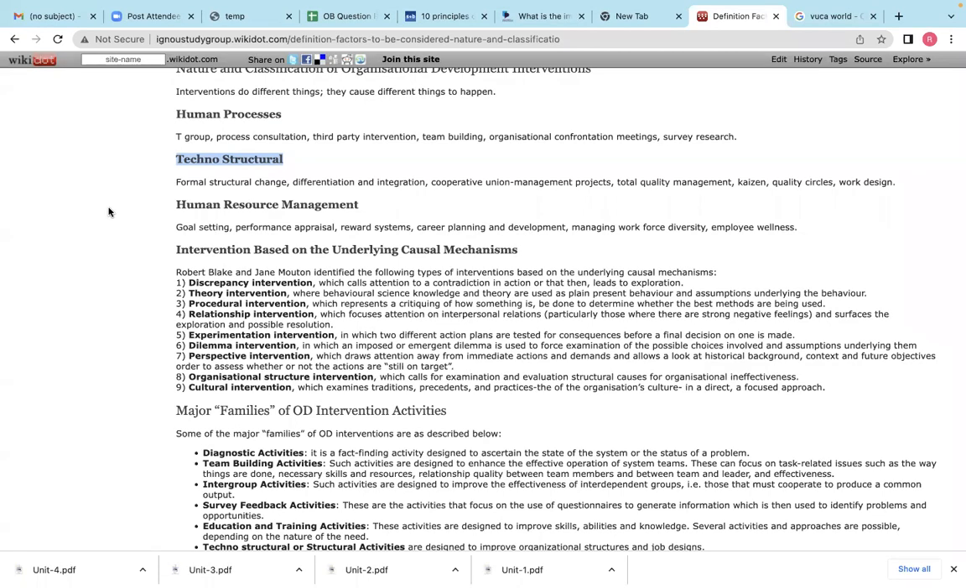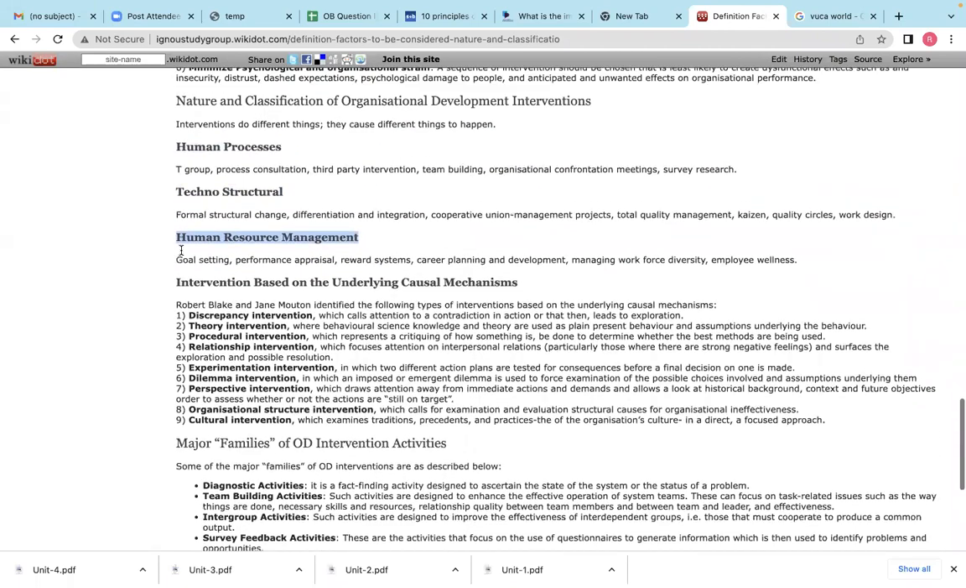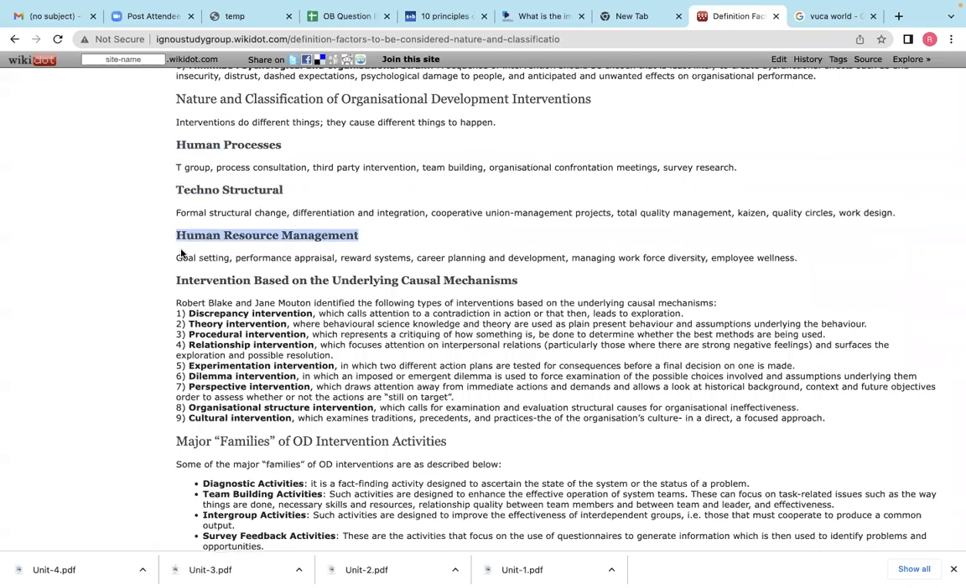Next is human resource management, right? So this is aiming at how you are going to set a goal, how you are going to measure the performance, how you are going to reward an individual. Okay, so these are all the interventions under human resource management. The last category, or the last classification of OD here, is interventions based on causal mechanisms. Okay, so there are n number of causal things which would be there within the organization. We are going to talk about those types, so you will understand what those causal mechanisms mean. So it is like a catch-all.